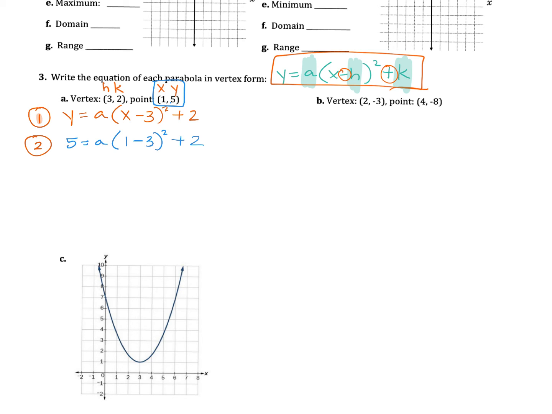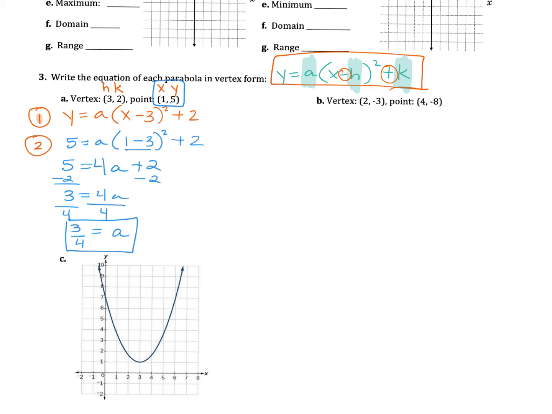So 1 minus 3 is a negative 2, and negative 2 squared is 4. So that whole piece equals 4, but look at what it's doing. It's a times 4. A nicer way to write a times 4 is 4a, right? So we have 5 equals 4a plus 2. So we're going to take away the 2. So 3 equals 4a, and then divide by 4. So my a value is 3/4.